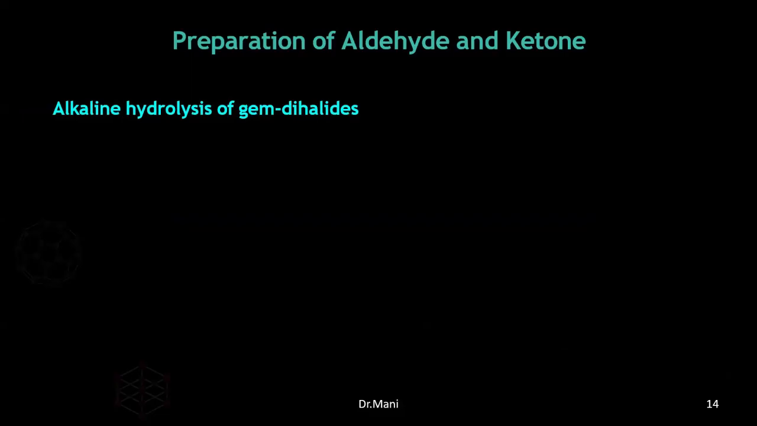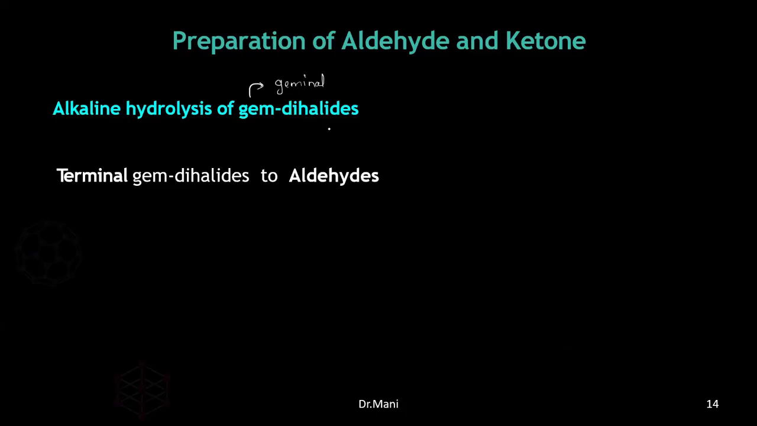So next one: terminal gem dihalides to aldehydes. So what are gem dihalides? This is the preparation of aldehydes or ketones from terminal geminal dihalides. Geminal dihalides are compounds where two halogens are attached to the same carbon. When the same carbon is attached with two halogens, we call it geminal dihalides.